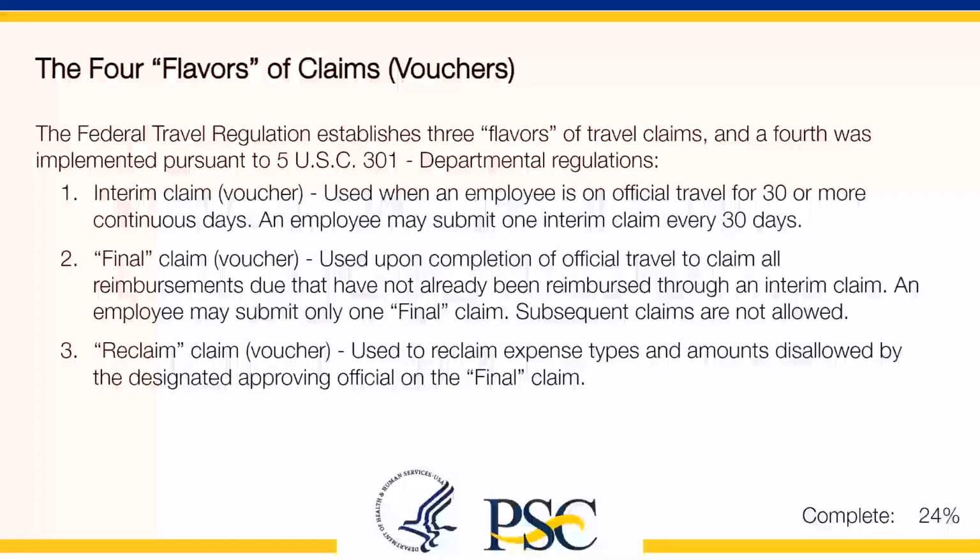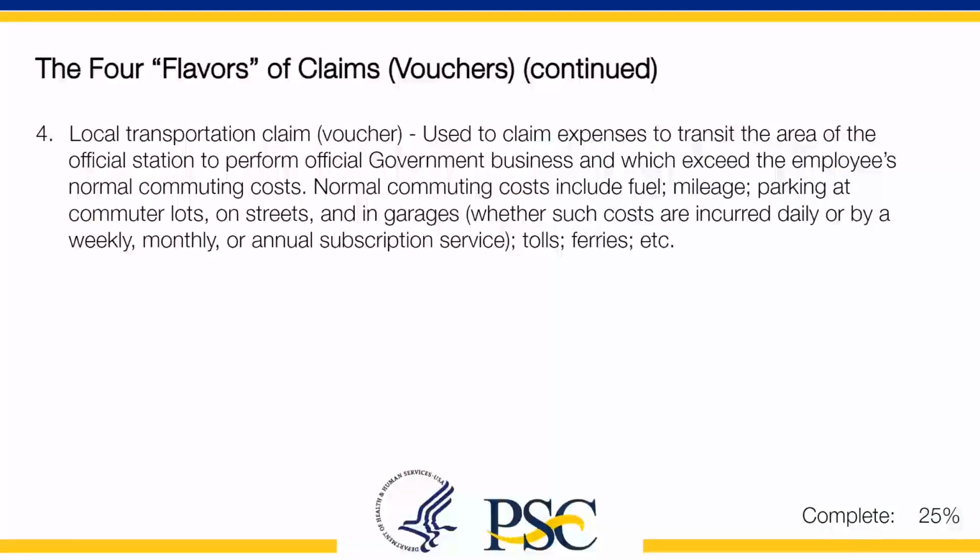Reclaim claim, voucher, used to reclaim expense types and amounts disallowed by the designated approving official on the final claim. Local transportation claim, voucher, used to claim expenses to transit the area of the official station to perform official government business, and which exceed the employee's normal commuting costs. Normal commuting costs include fuel, mileage, parking at commuter lots, on streets, and in garages, whether such costs are incurred daily or by a weekly, monthly, or annual subscription service, tolls, ferries, etc.